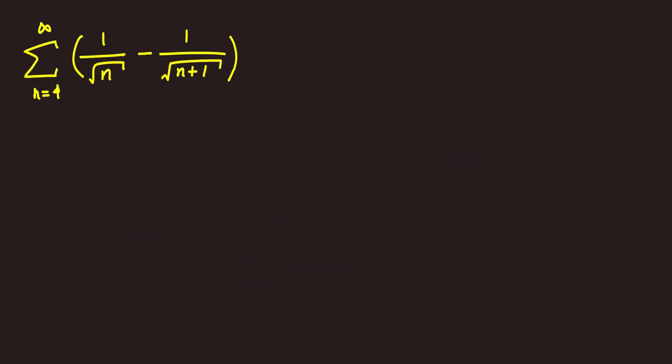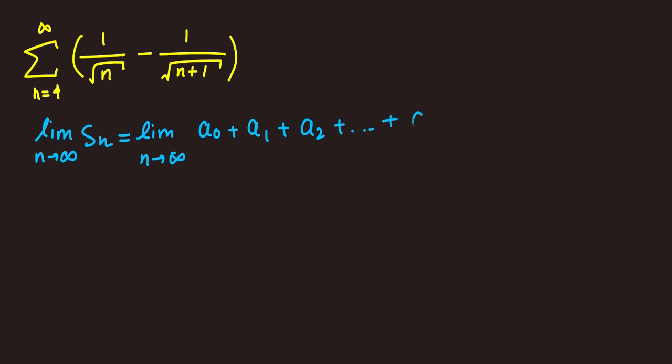So let's take a look at our first example, which is the summation of 1 over square root n minus 1 over square root n plus 1. So we're going to take the limit of the partial sum, and the partial sum is just going to be a0 plus a1 plus a2, etc. And a0 in this case, the first item of the sum, is going to be 1 over square root 4 minus 1 over square root 5. And then we're going to keep going.